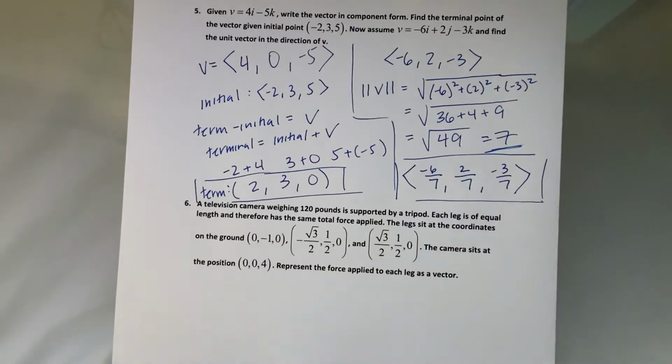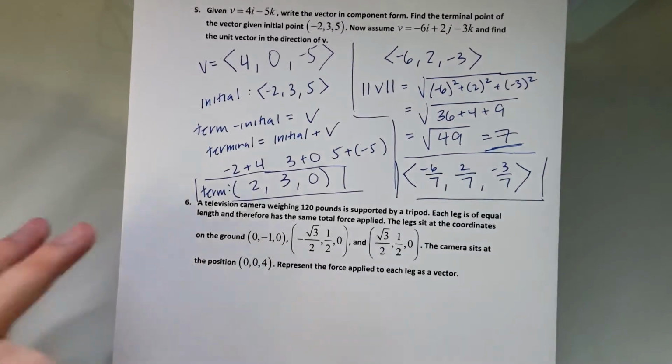But it has to do with the weight distribution of the camera. Again, if 120 pounds of force is applied to each leg, and each leg is equal length, so therefore has the same force applied, that means 40 pounds is being applied to each leg. So it really just wants you to represent the force applied to each leg as a vector, so keep that in mind.